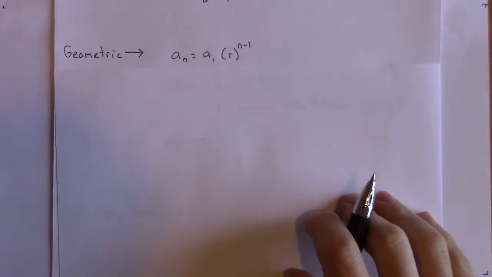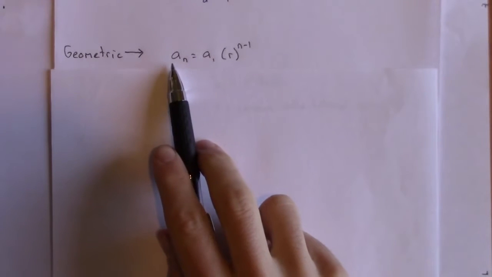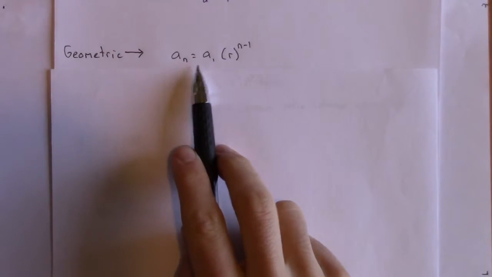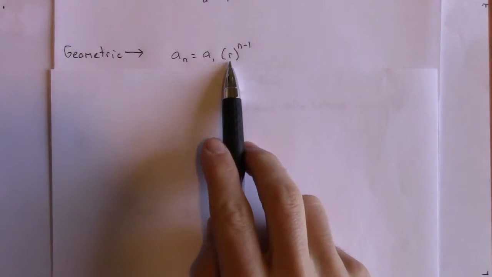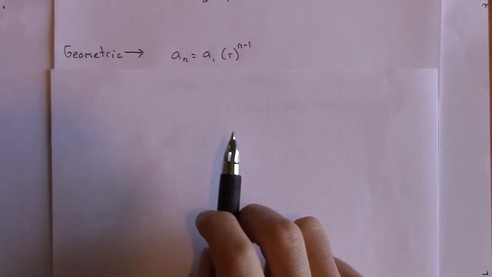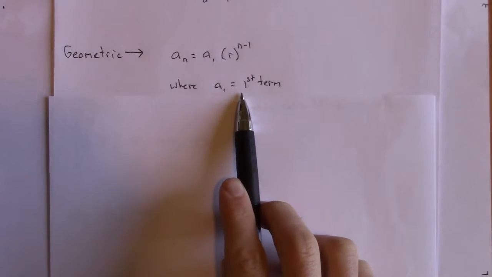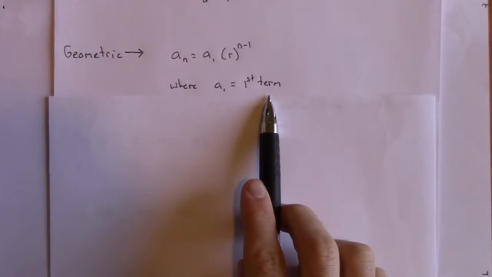Now, in terms of the other sequence rule for geometric equations, we have the following. A sub n is equal to a sub 1, parentheses r raised to the n minus 1. Right? Now, if we take a look, the terms are very similar to what we had before. A sub 1 is equal to the first term, so that hasn't changed.